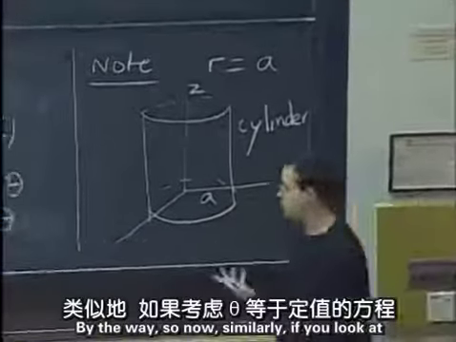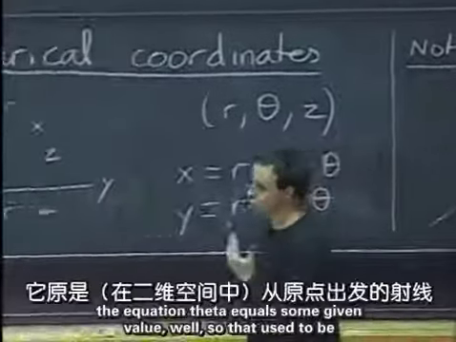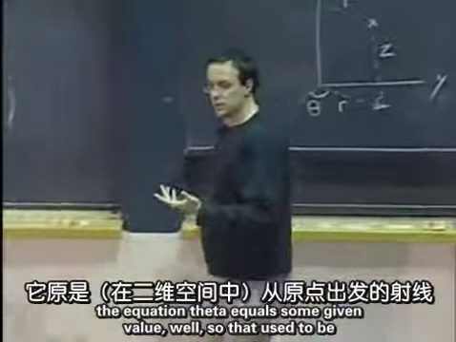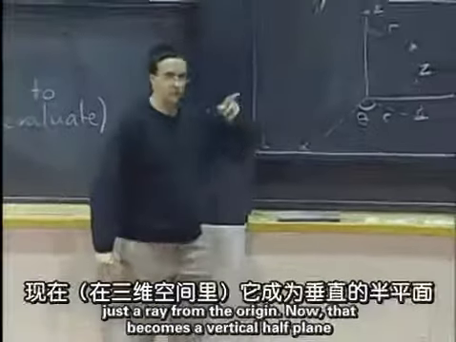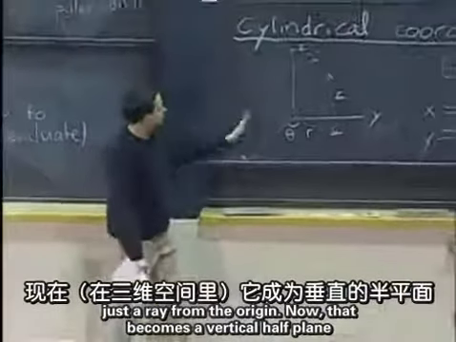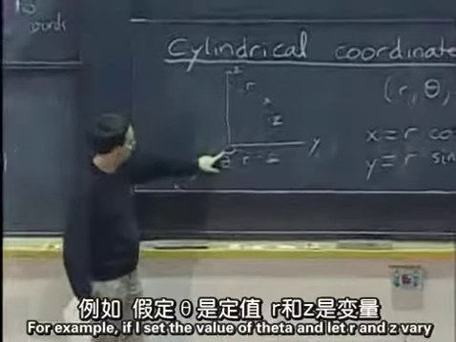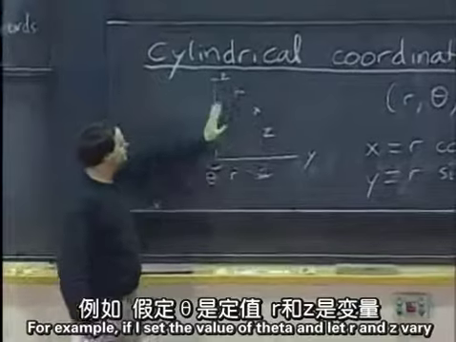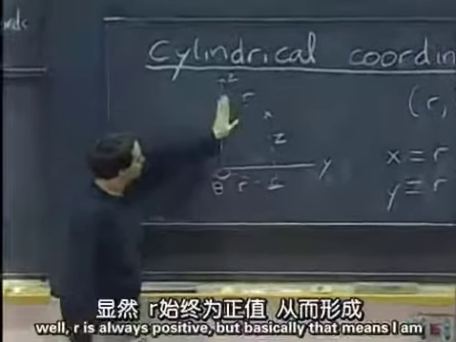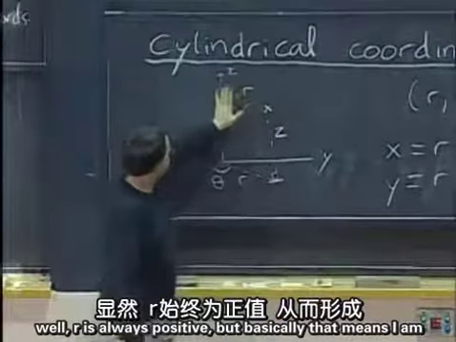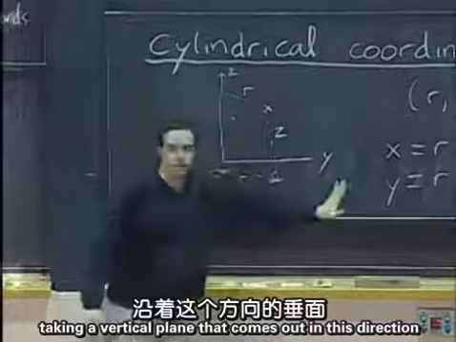By the way, now similarly, if you look at the equation theta equals some given value, that used to be just a ray from the origin. Now that becomes a vertical half plane. For example, if I set the value of theta and let r and z vary, r is always positive, but basically that means I'm taking a vertical plane that comes out in this direction.